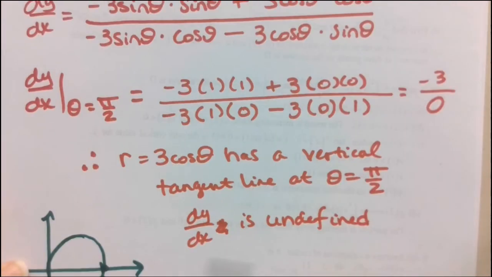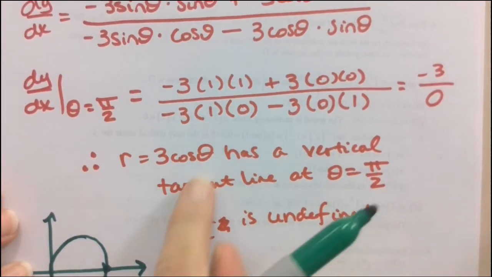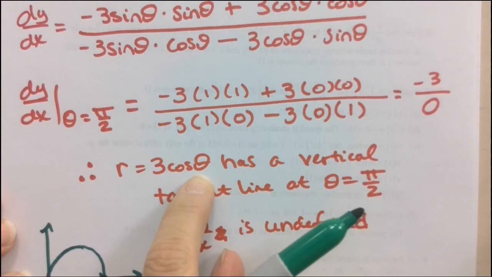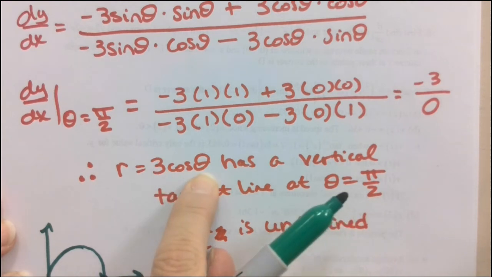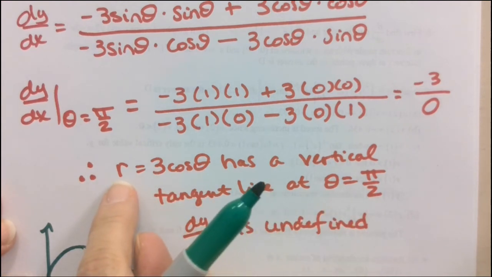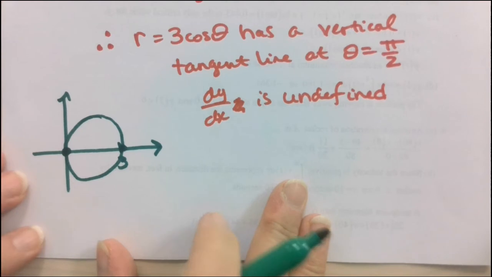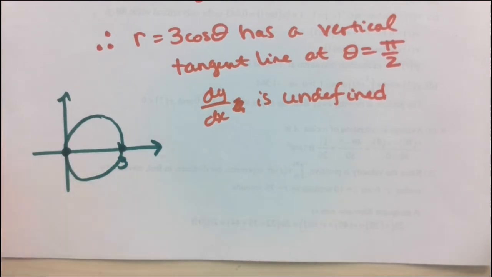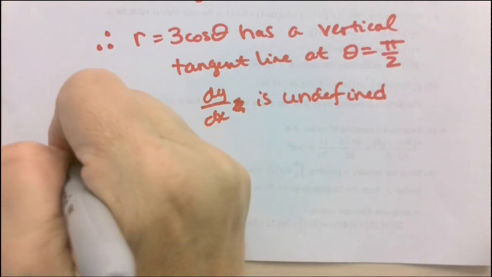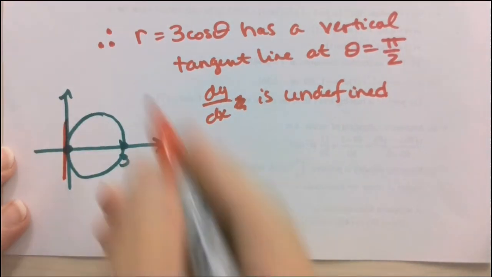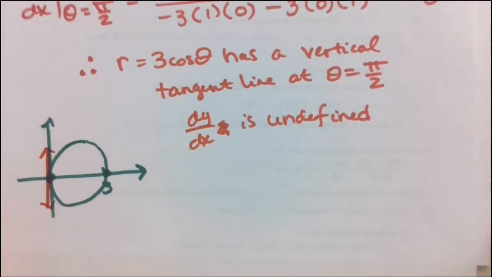At pi over 2, if I plug pi over 2 in here, cosine of pi over 2 is 0, and so r would be equal to 0 at pi over 2. That's going to correspond to this point right here on the graph. Hopefully you can see there that the graph does indeed have a vertical tangent line at that point.